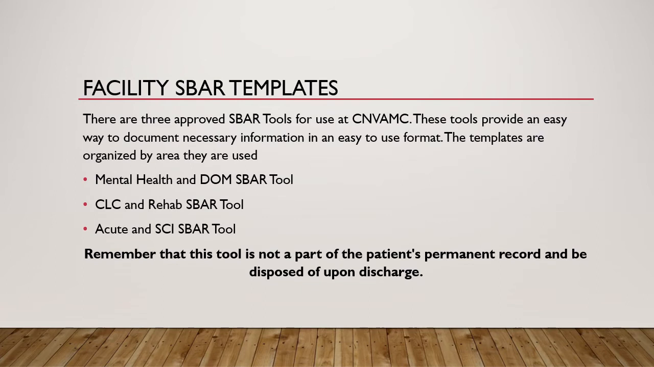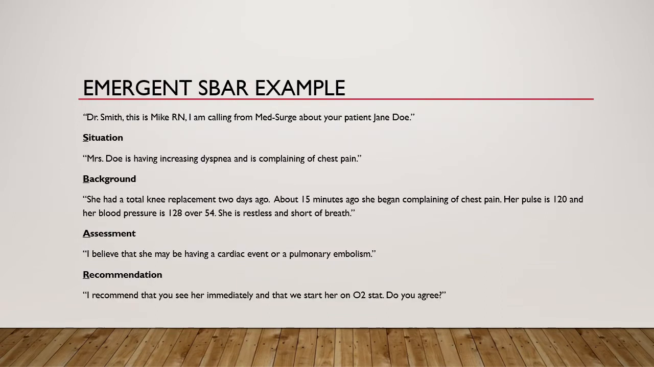Currently, there are 3 approved SBAR tools for use at Charlie Norwood VA Medical Center. These tools provide an easy way to document necessary information in an easy-to-use format. These templates are organized by the area they are used. One template is for mental health and DOM, one template is for the CLC and rehab, and the final template is for the acute care areas and SCI. Please remember, this SBAR tool is not a part of the patient's permanent record and is to be properly disposed of upon discharge. The SBAR format can also be used in more emergent situations, such as this example.